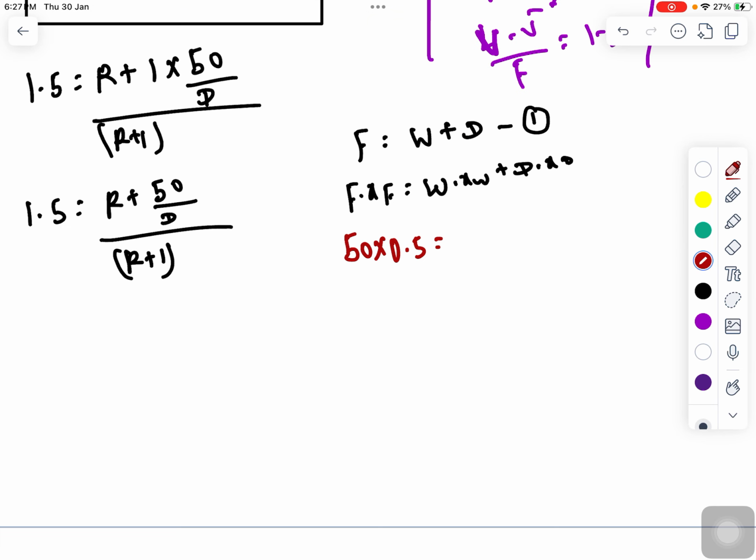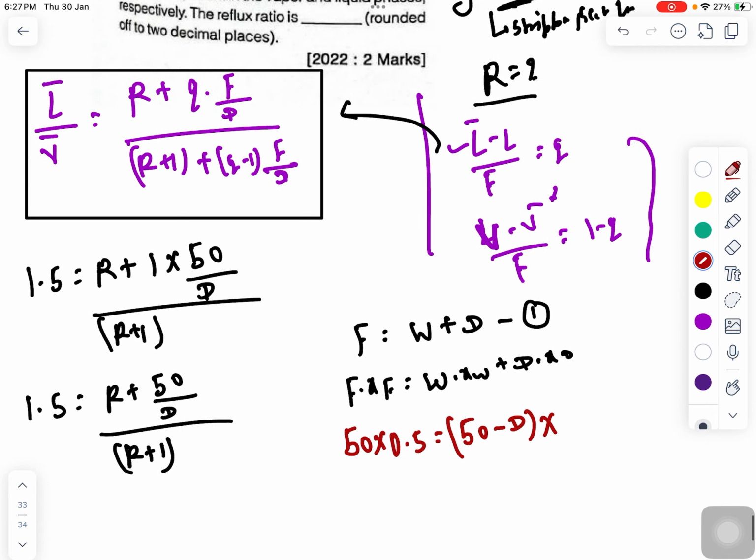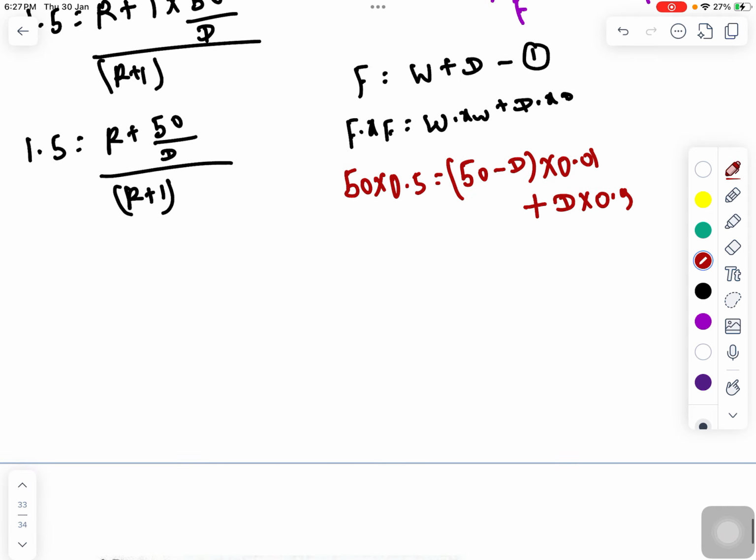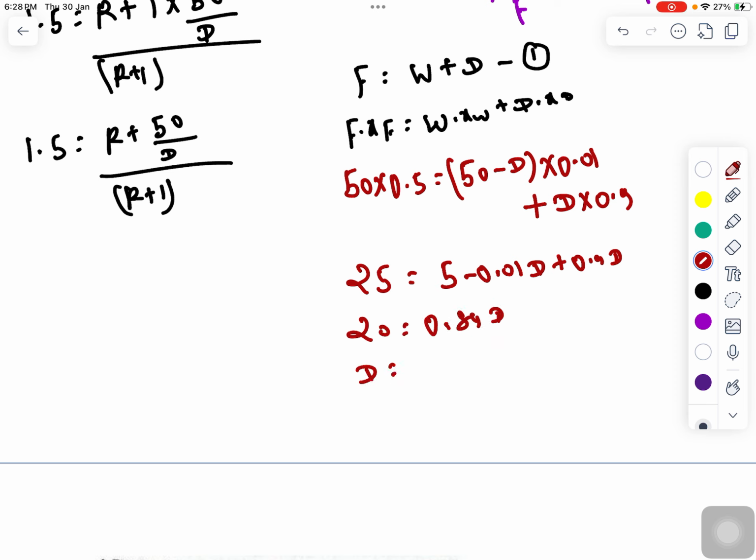That is equals to W can be written as 50 minus D. And again XW is also given to you, that is 0.01, plus D we don't know, and that is 0.9. Is that clear? So you can calculate this is 25, that is equals to 0.5 minus 0.01 D plus 0.9 D. So that can be written as 20, that is equals to 0.89 D. So the value of D can be written as 20 divided by 0.89.